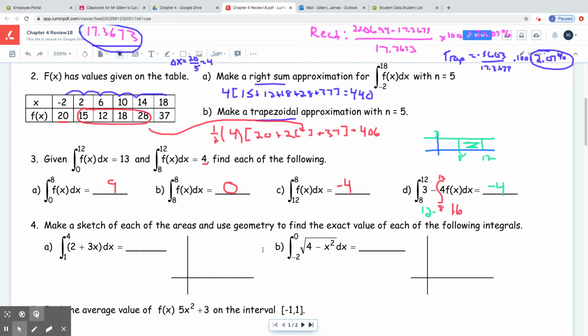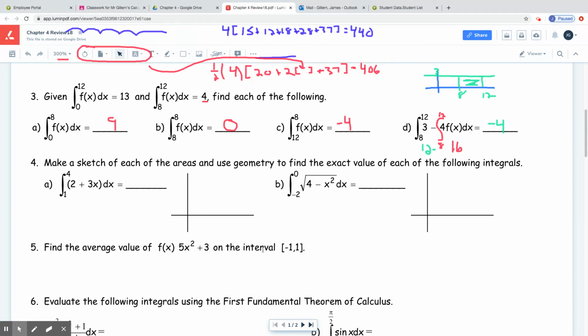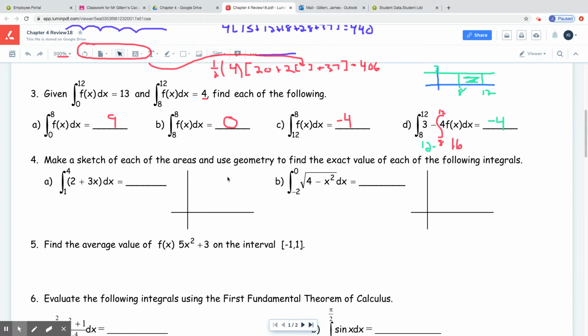All right, number 4. Make a sketch of each of these areas and use geometry to find the exact value. Okay, so we have a line here, 2 plus 3x. It is not a horizontal line.